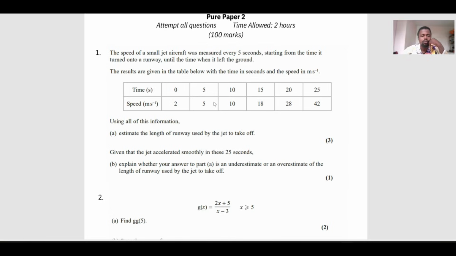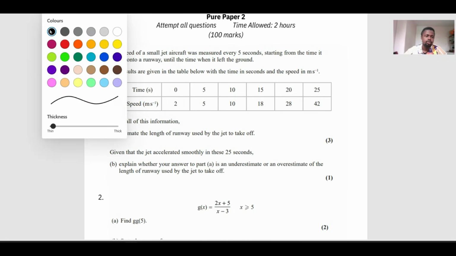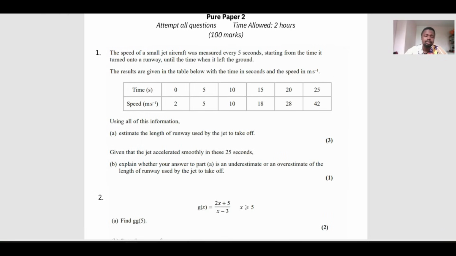So what we need to find is what distance was covered. We have to estimate the distance. This is not accurate though, it's just an estimation. So we have to find the distance covered between 0 and 5, that will be our distance 1. The one covered between 5 and 10, distance 2. Between 10 and 15, distance 3. Between 15 and 20, distance 4. Between 20 and 25, distance 5. We'll add them together and that will give us our estimate for the length of the runway.